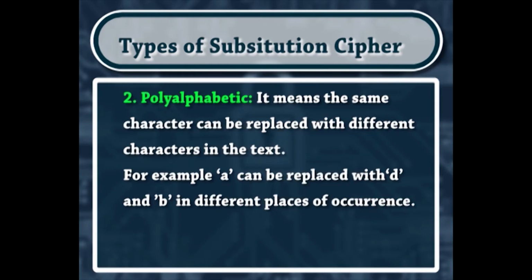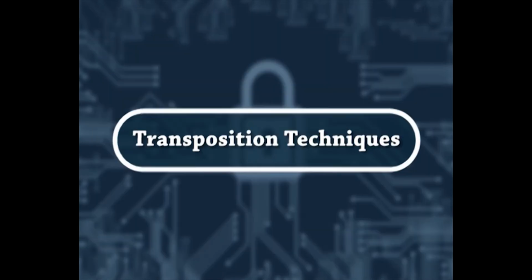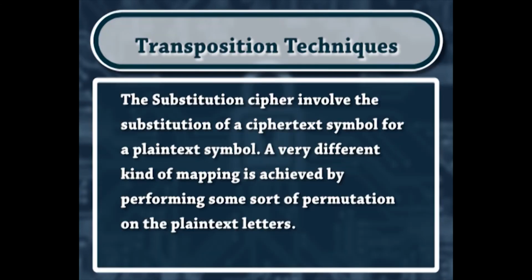It means the same character can be replaced with different characters in the text. For example, A can be replaced with D and B in different places of occurrence. The second classical technique is the transposition technique. The substitution cipher involves the substitution of a ciphertext symbol for a plaintext symbol.